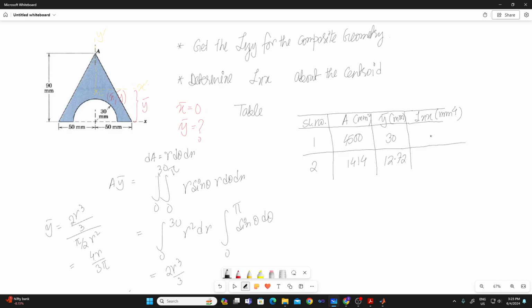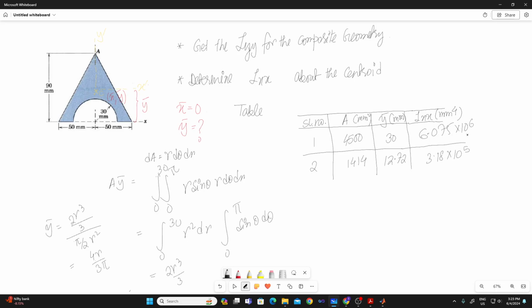Then we have already evaluated the Ixx and Iyy values, right? And what was the Ixx value? For the triangle it was 6.075 into 10 to the power 6. And this one was 3.18 into 10 to the power 5, as some of you pointed out.